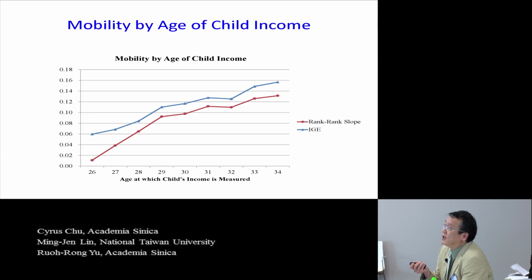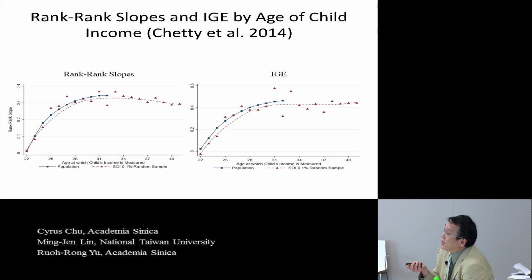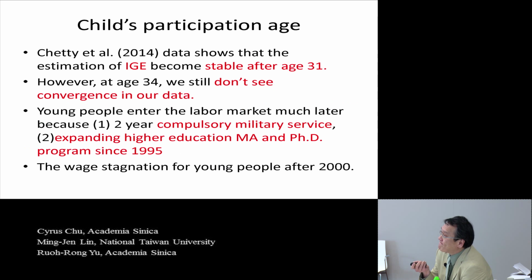Next is mobility by age of child income, because we don't have a permanent income measure. When we measure the child's income at age 30, 31, 32, 33, the IGE measurement will be different. But in Chetty's paper, they claim that the IGE converges after the child is past age 31. That is not the case in Taiwan. Even at the age of 34, it doesn't seem to converge yet.